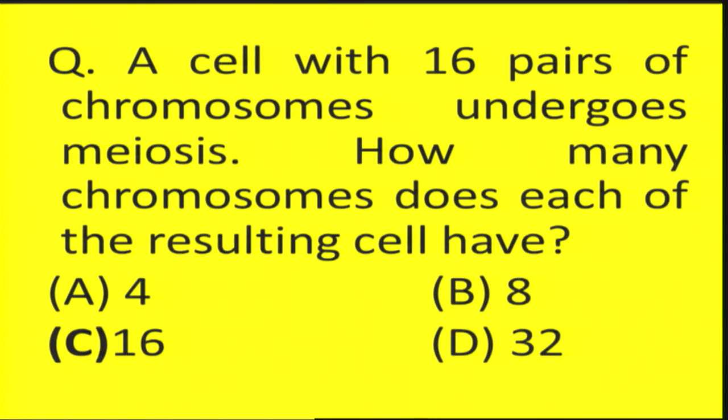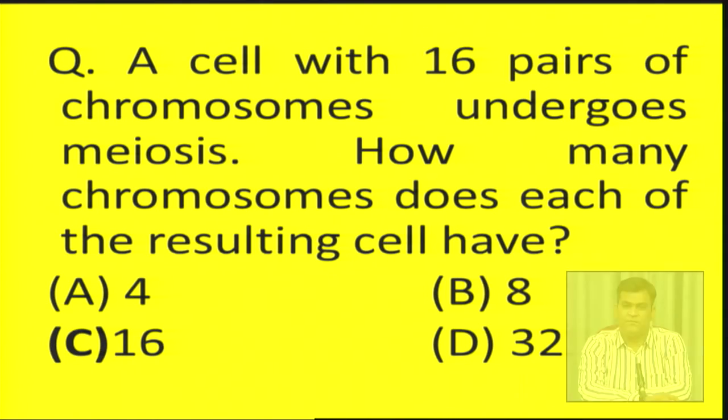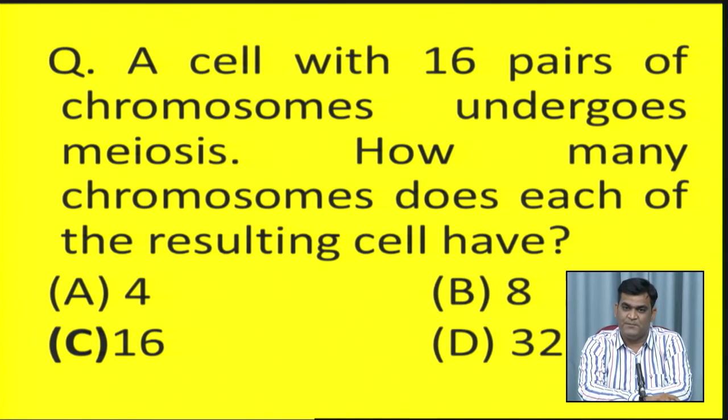A cell with 16 pairs of chromosomes undergoes meiosis. How many chromosomes does each of the resulting cells have? Here the question says a cell has 16 pairs of chromosomes and undergoes meiosis. When it is asking for chromosome number, we know that after meiosis a diploid cell will give rise to 4 haploid cells. So here the n is 16. So the answer would be C, that is 16.